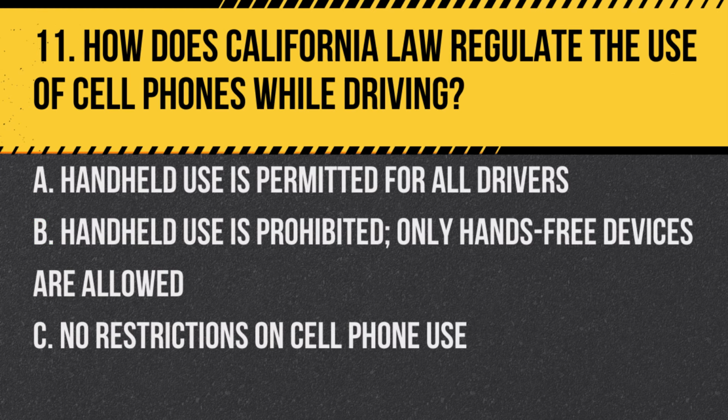Question 11. How does California law regulate the use of cell phones while driving? A. Handheld use is permitted for all drivers. B. Handheld use is prohibited. Only hands-free devices are allowed. C. No restrictions on cell phone use.